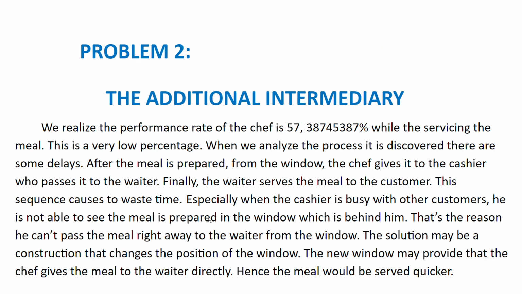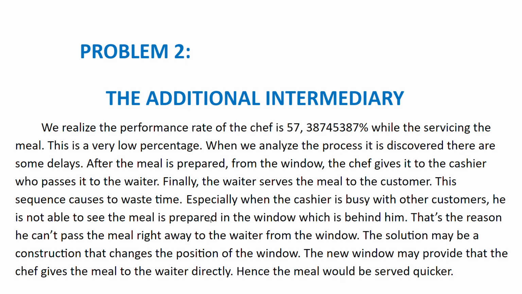The second problem we found is the additional intermediary. We analyzed that the performance rate of the chef is 57.38% while serving the meal. This is a very low percentage. We analyzed the process, and discovered there are some delays. After the meal is prepared, from the window the chef gives it to the cashier who passes it to the waiter. Finally, the waiter serves the meal to the customer. This sequence causes a waste of time.